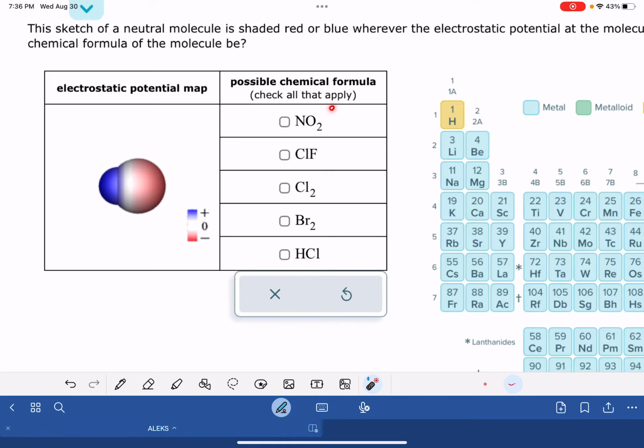So for this problem, we've been given a list of 5 molecules, and our job is to determine which of these 5 molecules could be represented by this electrostatic potential map, which is just like a bubble diagram of a molecule. And notice that it is possible that more than one of these is going to be the correct answer.